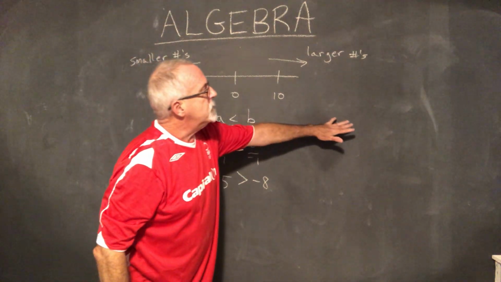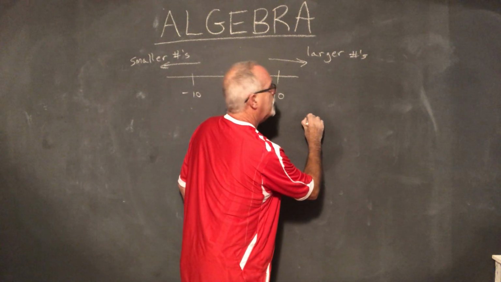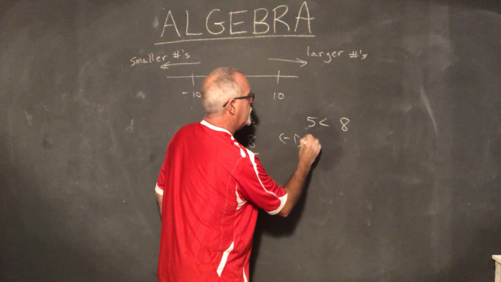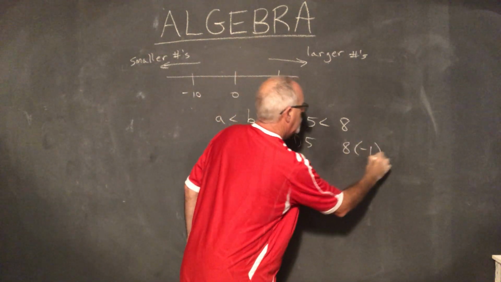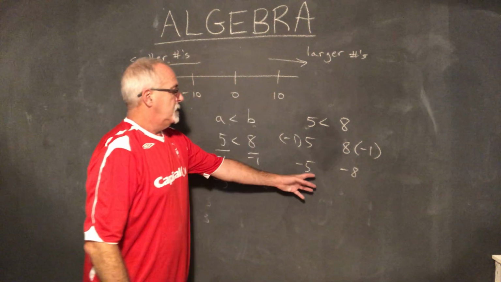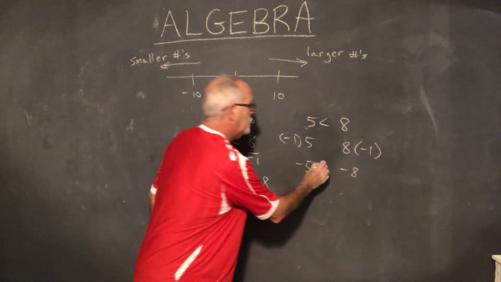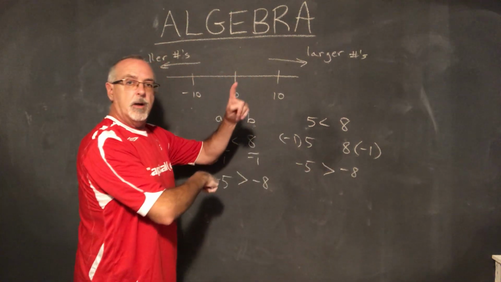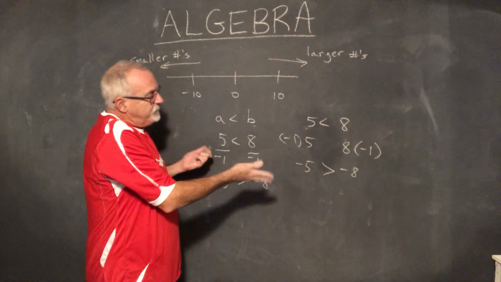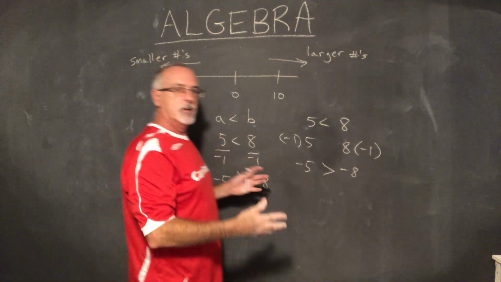Same thing about when we multiply both sides by a negative number. We have 5 less than 8. If we multiply both these by negative 1, we get negative 5 and negative 8. Is negative 5 less than negative 8? No. Negative 5 is greater than negative 8. We have flipped the number line over. We have to flip the symbol to make this work. And that is a little bit of an illustration about why you should have confidence in this rule.